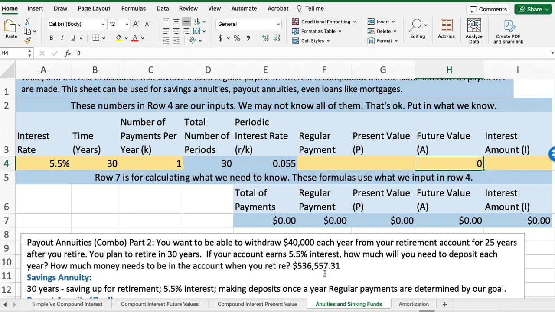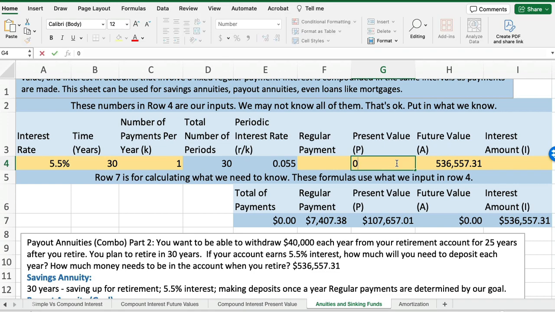Our future value needs to be 536,557.31. And if we want, we could put a present value of 0, because now we're saving. It's a savings annuity now. The only thing we don't know is what the regular payment is going to be, okay?